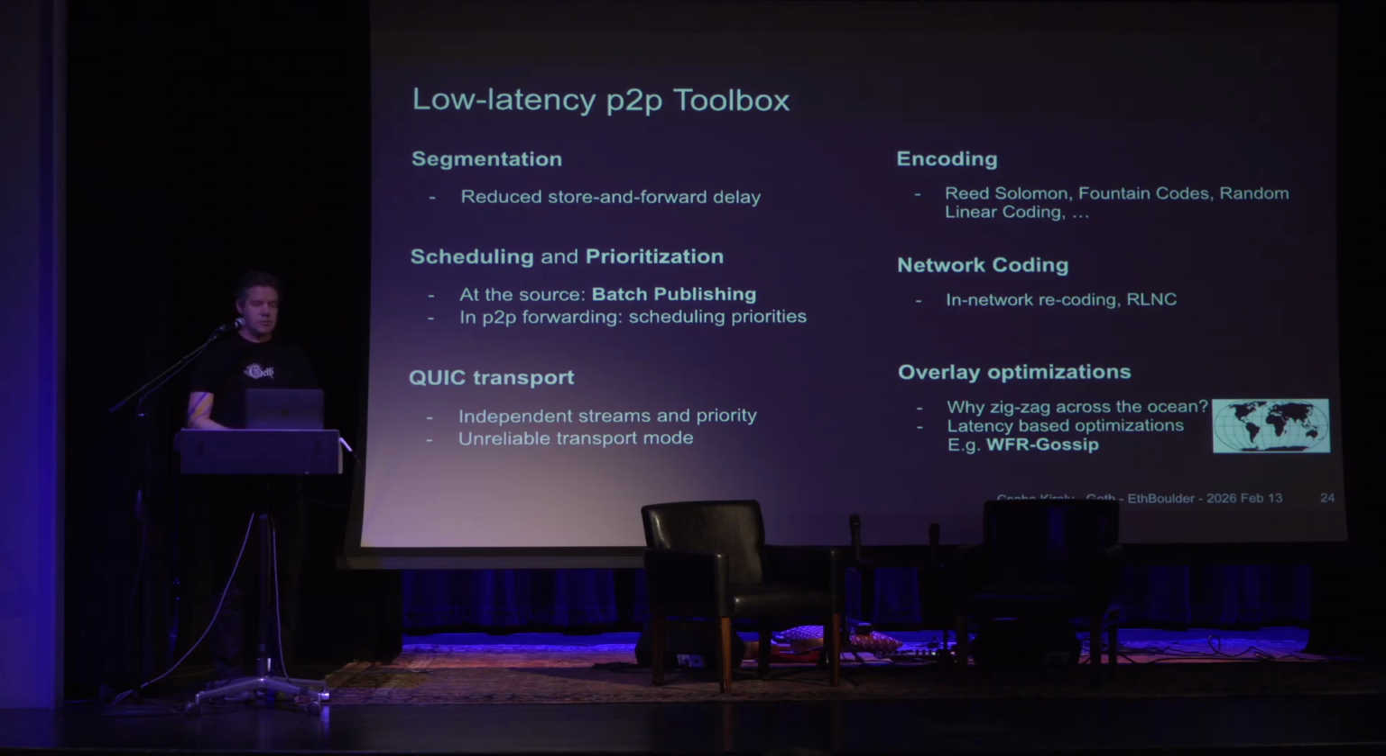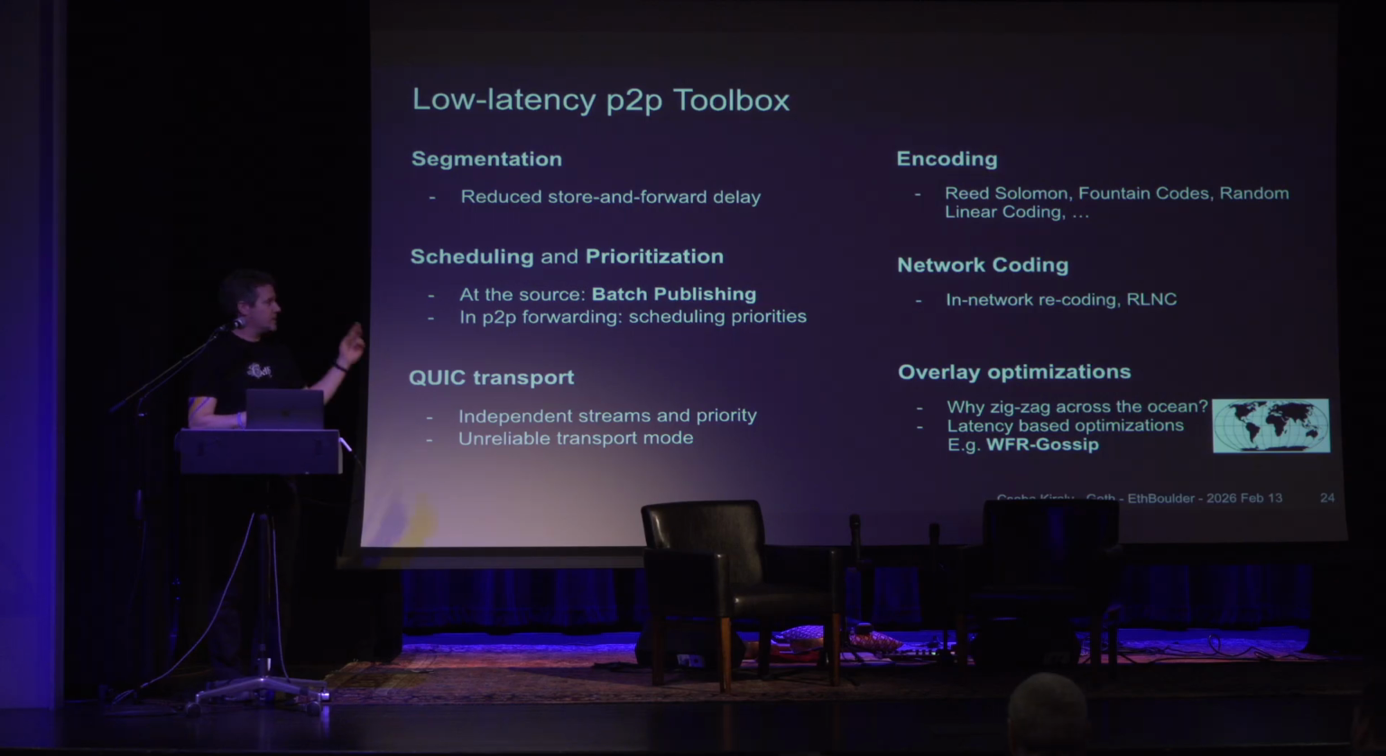So there are a bunch of techniques: segmentation, scheduling and prioritization, using QUIC, a better transport than TCP, doing encoding, Reed-Solomon, fountain codes, network coding even, or optimizing the overlay, which means currently you can easily send messages back and forth over the ocean. That just feels like a waste. But optimizing that is actually very difficult because if you optimize it too much, then you have these clusters of networks. So anyway, there are techniques on that, and we can start applying all these one by one.